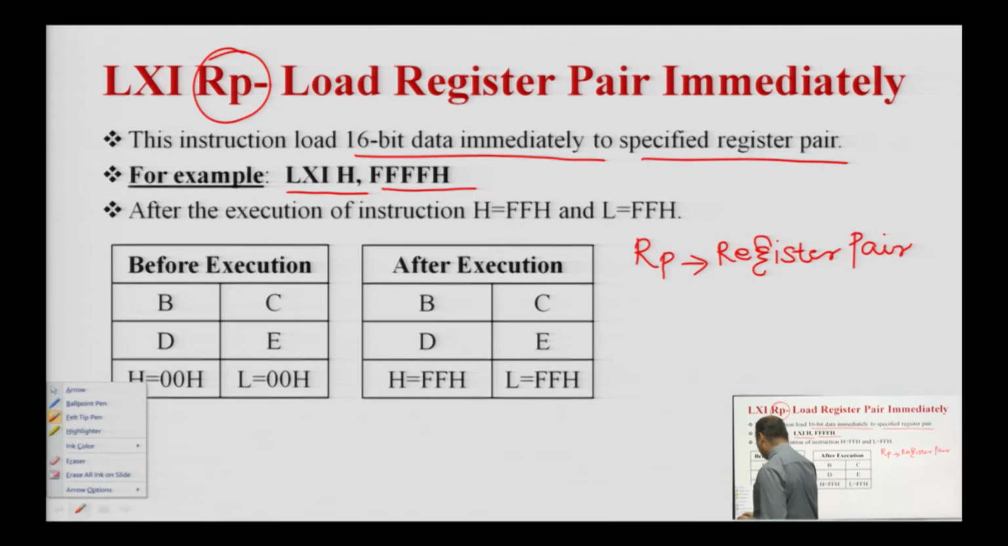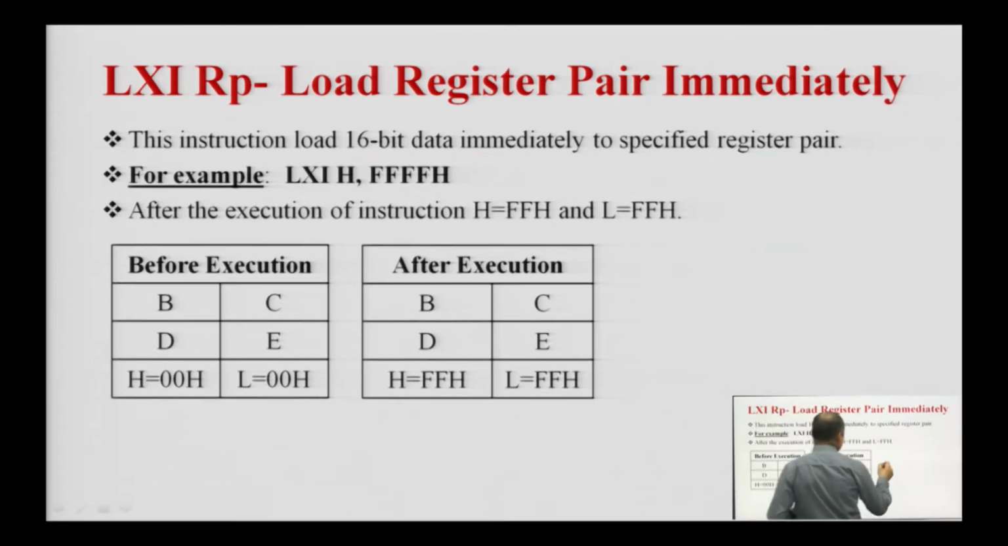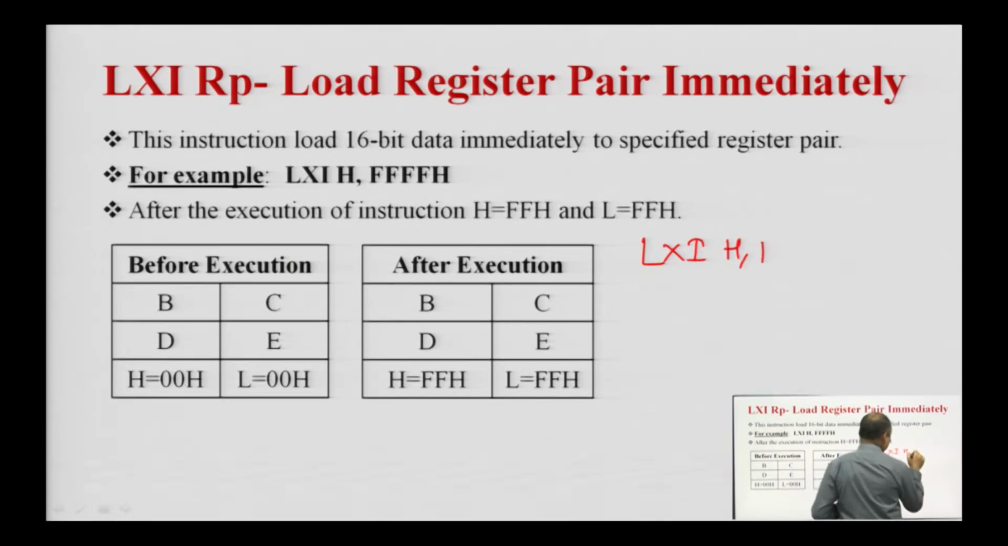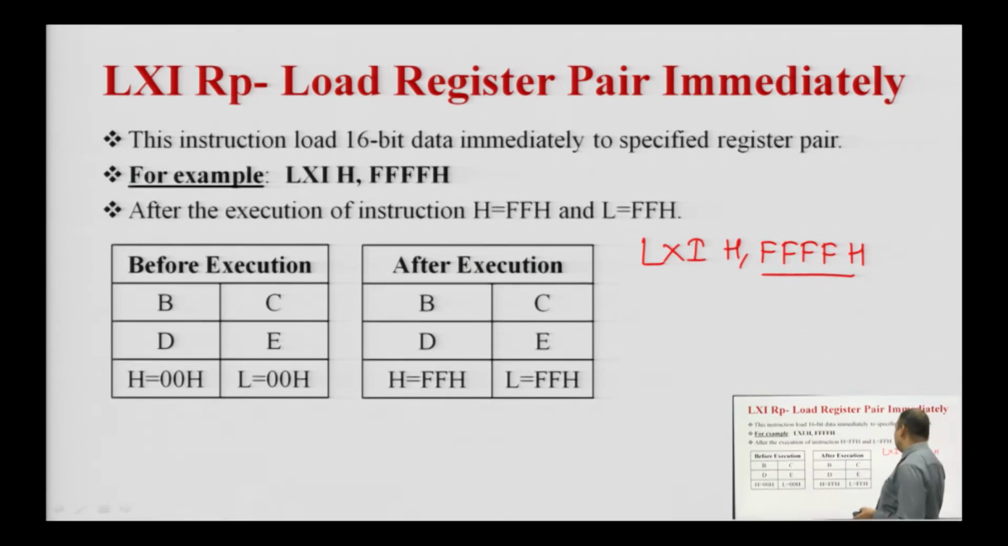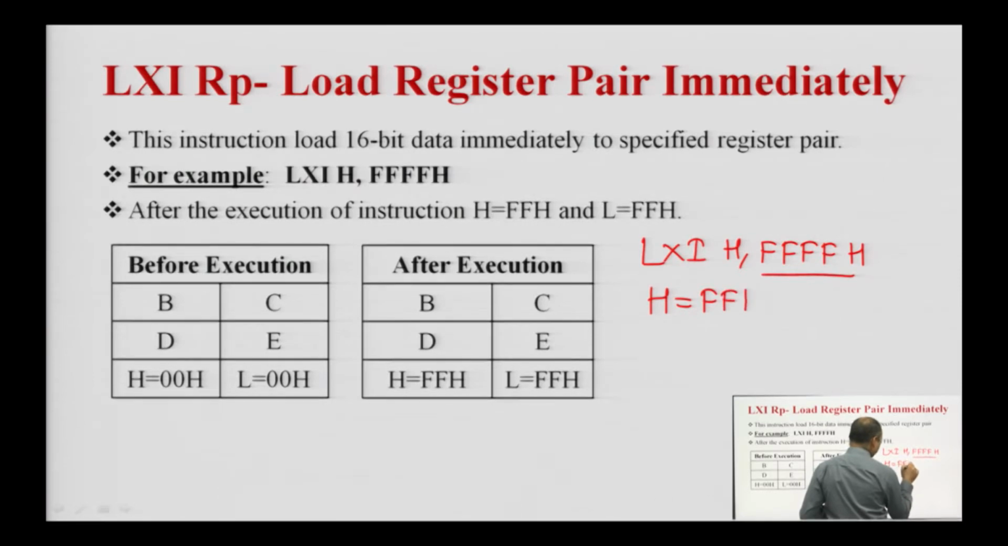So, in this instruction LXI H, FFFFH, the FFFFH is the 16-bit data which is immediately specified with the instruction. When this instruction is executed by the microprocessor, it will load this 16-bit data into the HL register pair. So, H will have the value FFH and L will have the value FFH. So, this is the meaning of this instruction.